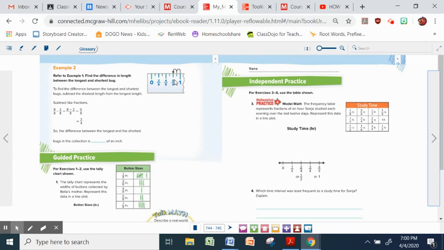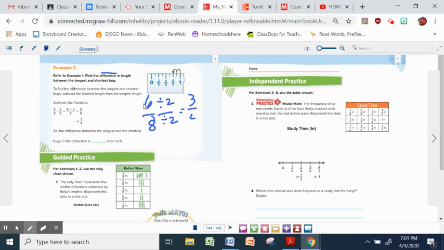It's asking me to find the difference in length between the longest and the shortest bug. Difference, you always subtract. Remember what we talked about in class? If it's asking for the difference, the math operation you need to do is subtraction. To find the difference between the longest and shortest bug, subtract the shortest length from the longest length. We already said that our longest length was 8/8 and the shortest is 2/8. So now we subtract: 8 minus 2 is 6/8. Now, why is that 3/4? Because we always simplify. And how do we simplify? What's the common factor here? I'm going to divide by 2. What I do on the top, I do on the bottom.